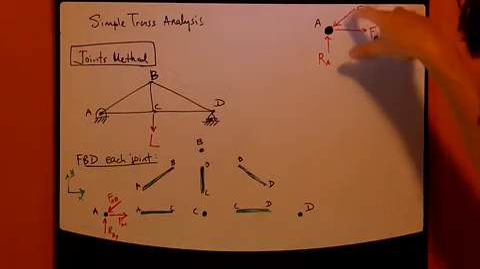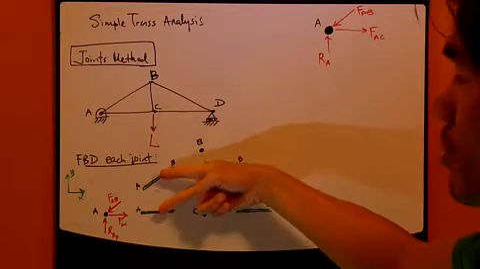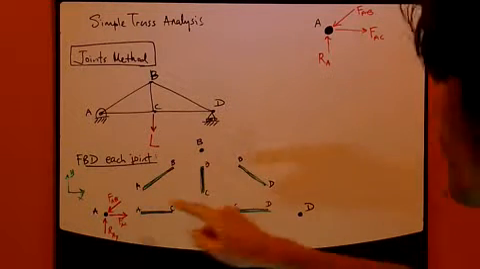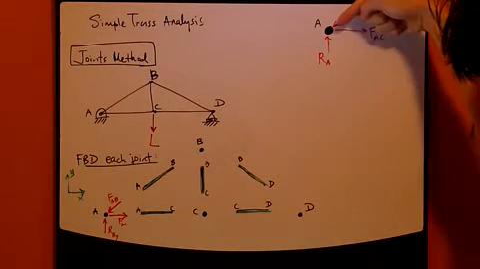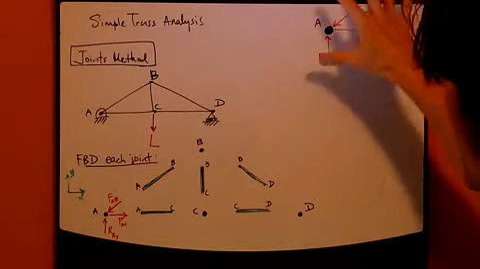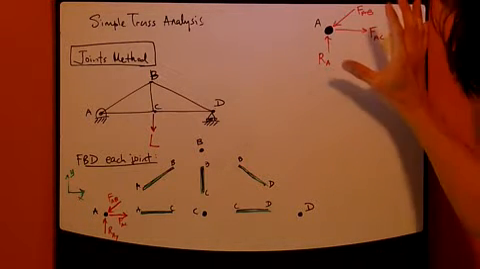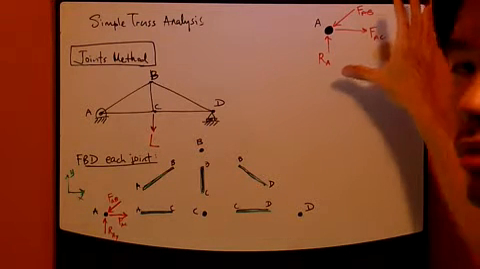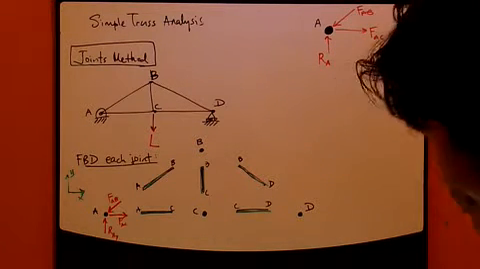You have these two forces coming from these two members, FAB and FAC. And here I figure out that FAB points into the joint, FAC goes away from the joint. So these three forces together will make this joint A be in equilibrium in the end.